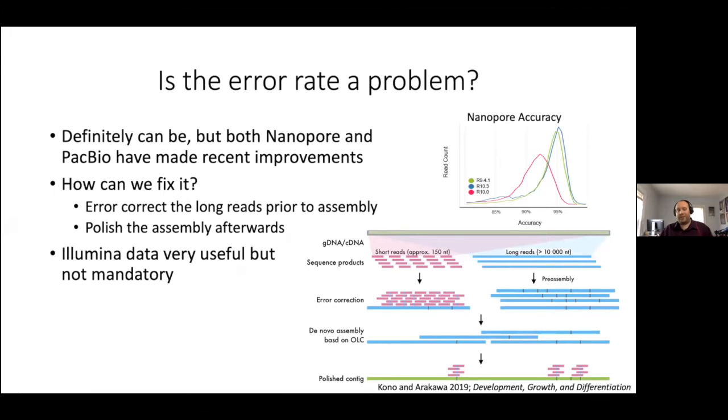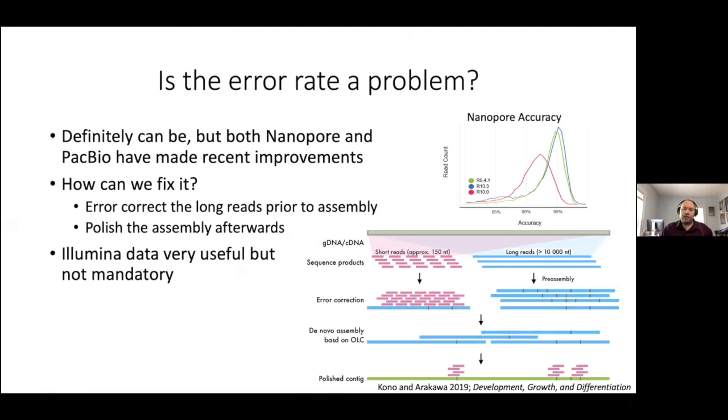So how do we fix this? Is having this error-prone data bad? Not necessarily, if you know how to address that. And so there are two ways to do this. One is to error correct prior to assembly, which can work very well. The other is to assemble with this raw data and then polish with your Illumina data afterwards to replace any SNPs, indels, changes that may have occurred.